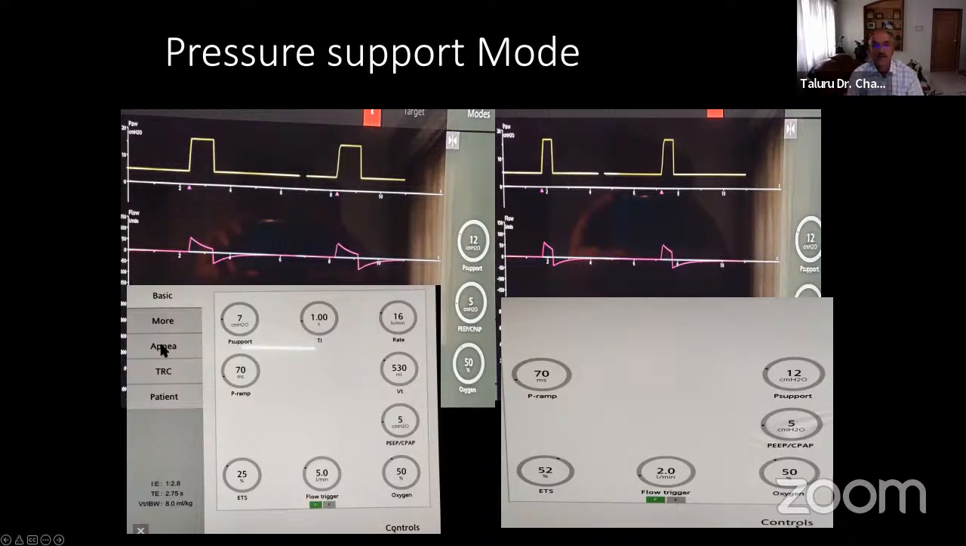So look at the expiratory time here. And look at the expiratory time here. It's much bigger. See the expiratory time here and the expiratory time here. The expiratory time is more here. So when do you want to do this? To which patients do you want to do this?